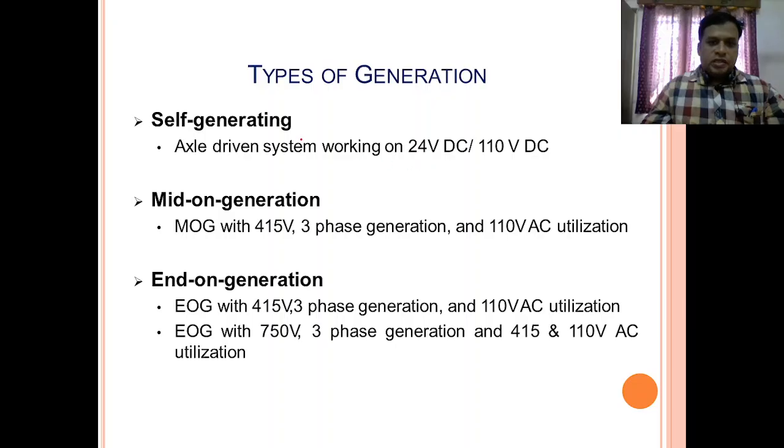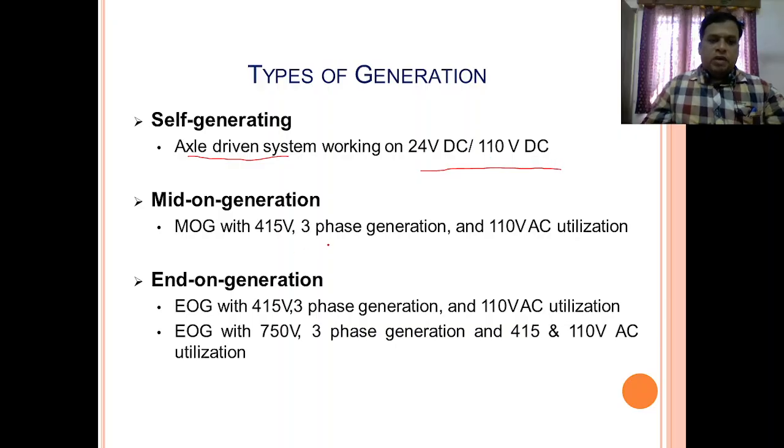The self-generating system is an axle driven system. It works at 24 volts DC and 110 volts DC. That is the working range of the self-generating system.